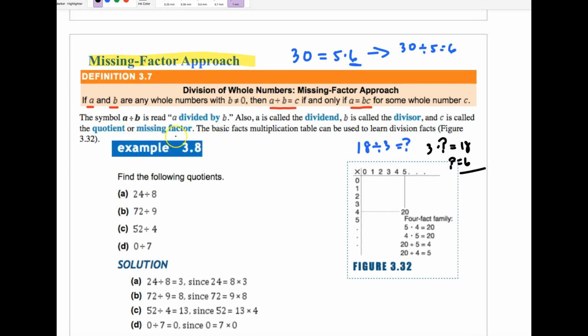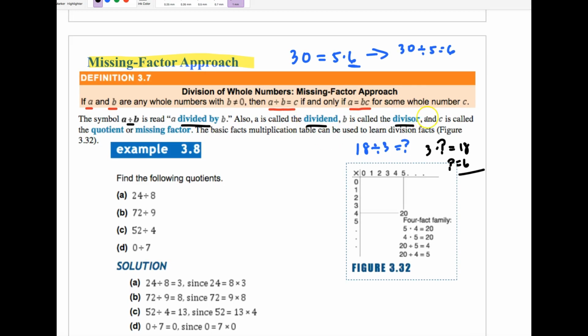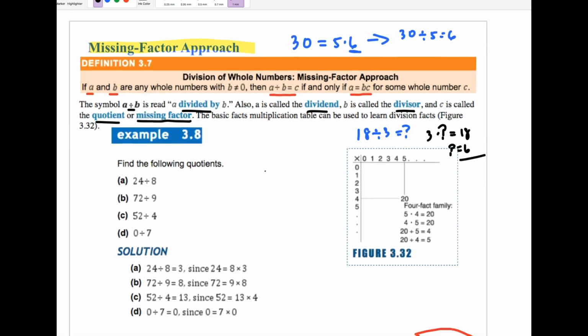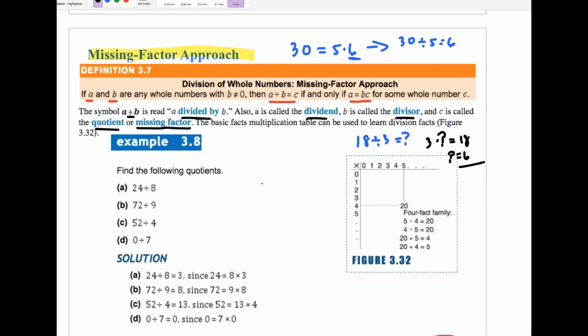And then important again in this is some of the terminology. That's our symbol for division. A divided by B. We also call A the dividend. B is the divisor. That's the thing that's going into the number. And C is called the quotient or the missing factor. Those are related to each other. And so that's the missing factor approach for division.